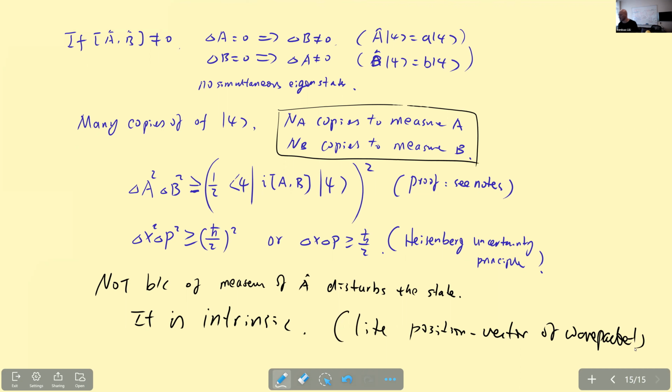You don't need to do any disturbance to the wave packet. And this wave packet intrinsically cannot have both the position and the wave vector well defined, okay? So they must satisfy this uncertainty principle, okay? It's an intrinsic property of the quantum state. So that's one thing I particularly want to emphasize, okay? Right? Okay, so that's the postulate 3.